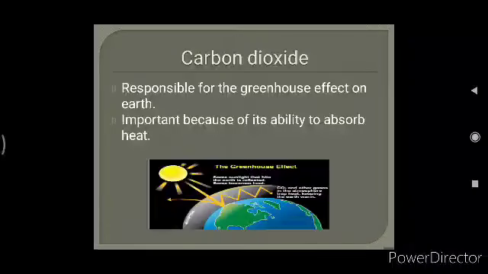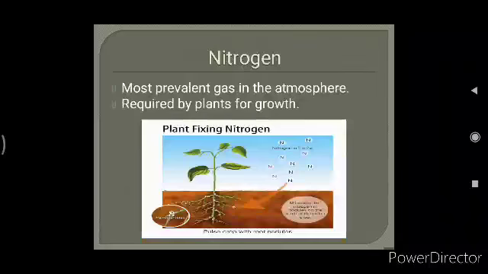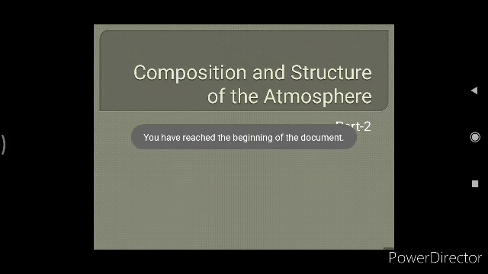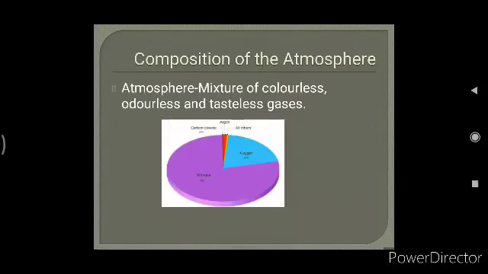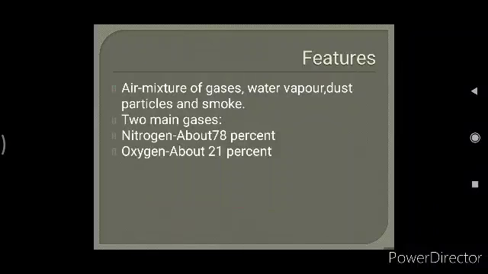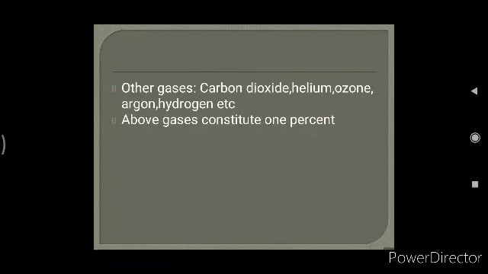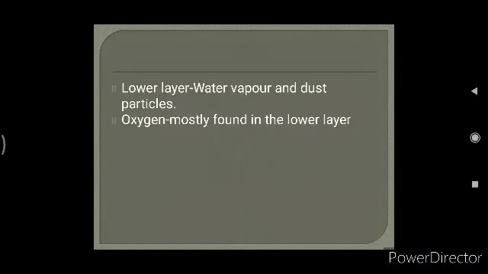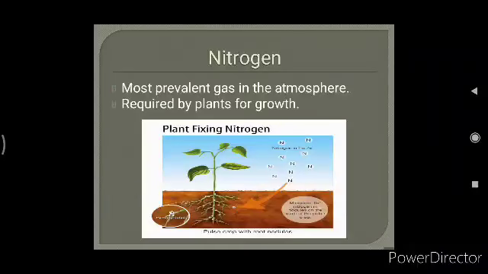Let us have a quick recap of what we studied today. We started with what is atmosphere and what are the mixtures. We saw this diagram in which we saw nitrogen, oxygen and other gases. Then we discussed the percentage of these two gases. Then we discussed other gases also, like carbon dioxide, helium, ozone, argon and hydrogen, present in the atmosphere. Oxygen, I told you, is found in the lower layer of the atmosphere.